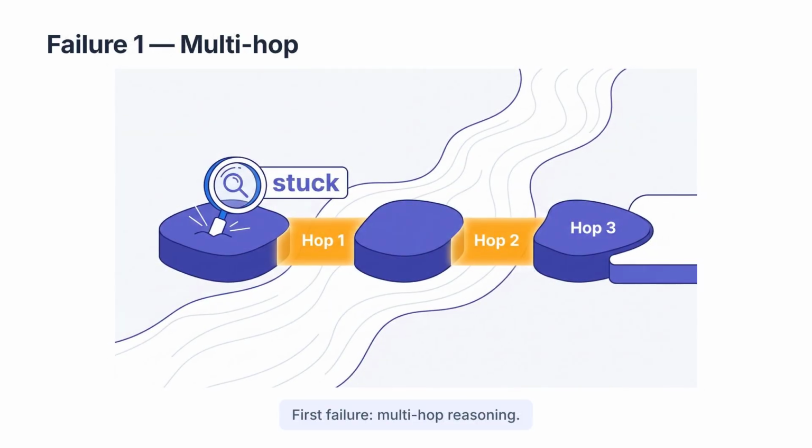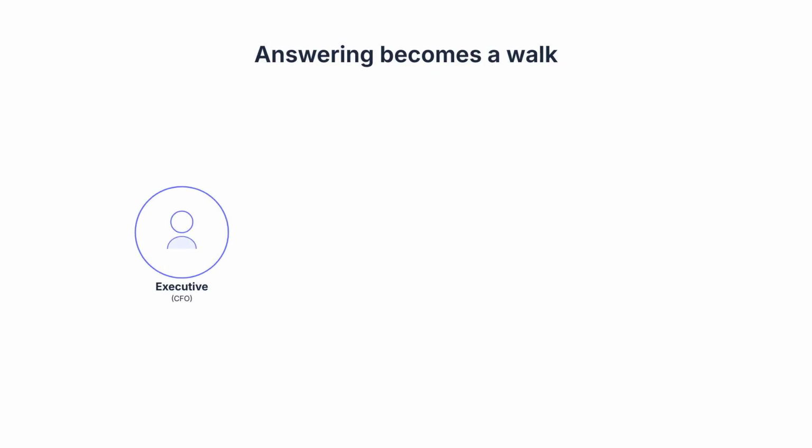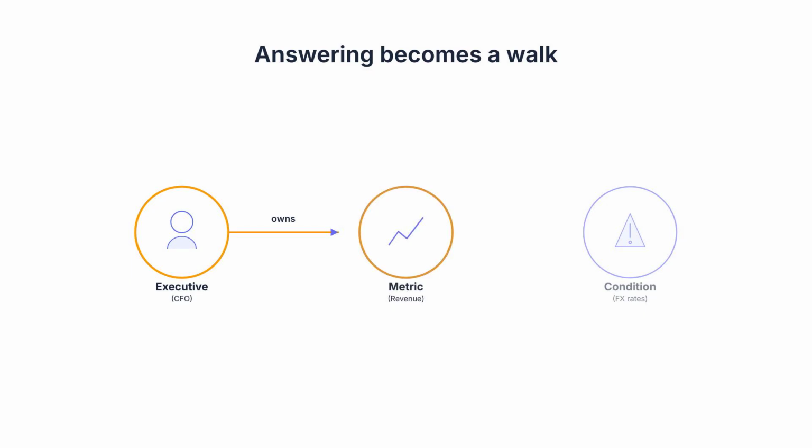First failure, multi-hop reasoning. Imagine asking, which market condition affects the executive who owns our biggest revenue line? Answering that means hopping executive to financial metric, to market condition, 3 connected steps. Vector search grabs chunks that look like the question, but it has no way to walk that chain. Now picture the same question on a graph. Each entity is a node, each relationship is an explicit typed edge. Answering becomes a walk, start at the executive, follow owns to the metric, follow affected by to the condition. The path itself is the answer, and you can see every step.